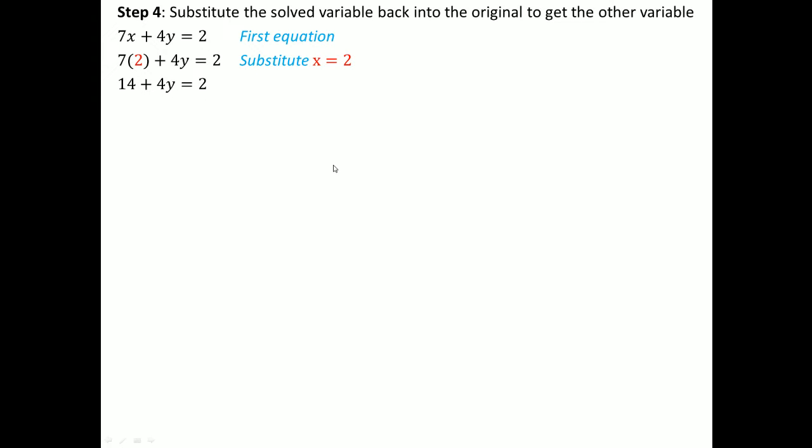Everything else remains here. So now I'm going to subtract 14 from both sides. 2 minus 14 is negative 12. I have 4y equals negative 12. Divide by 4 on both sides. I get y equals negative 3 because negative 12 divided by 4 is negative 3.